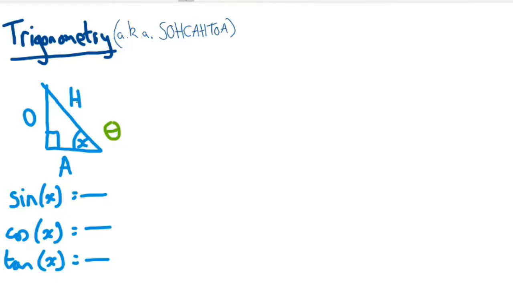And then as for the sides themselves, the longest side, the side that is opposite the right angle, we're going to call the hypotenuse. Always has to be the hypotenuse. So you could just represent this with an H.